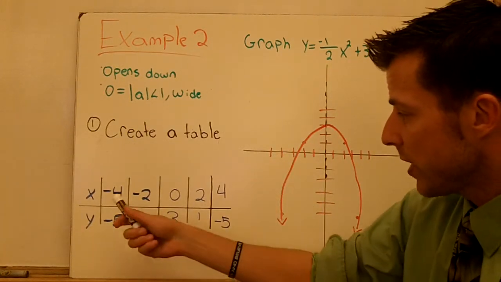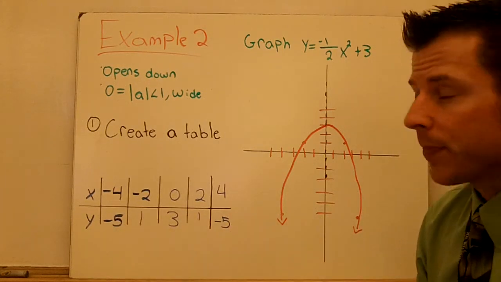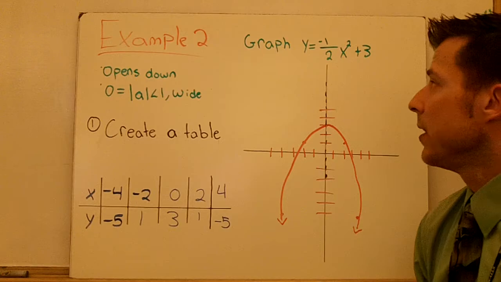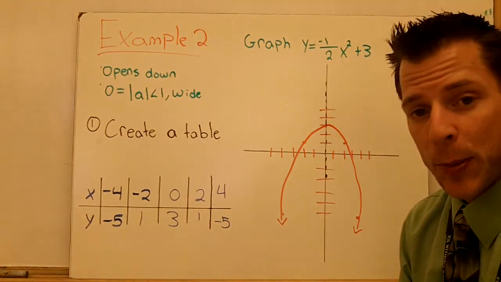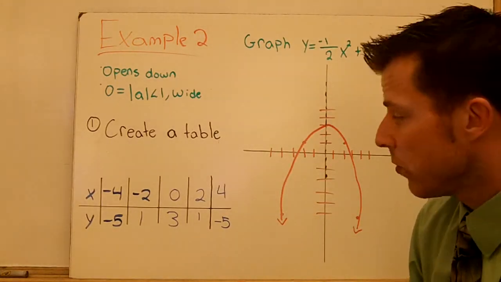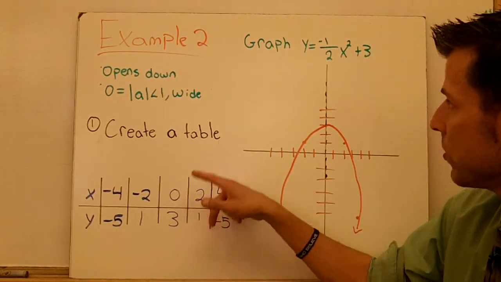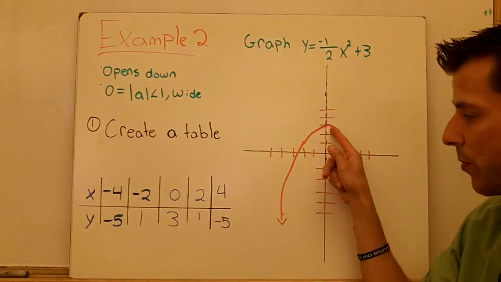So when we create our table, notice how we didn't go from -2 to 2 this time. Look at the a value. That a value is -1/2. So I wanted to pick x values that were multiples of 2, so when I simplified, I got something easy to work with. Now 0 is nice because when you plug 0 in for x, you get 0 plus 3, which is 3. There's our first point.